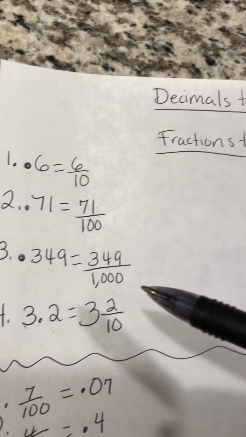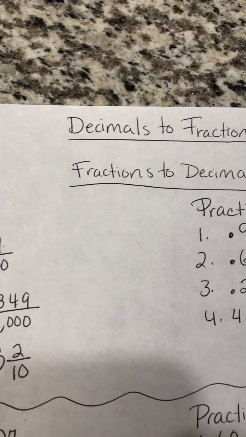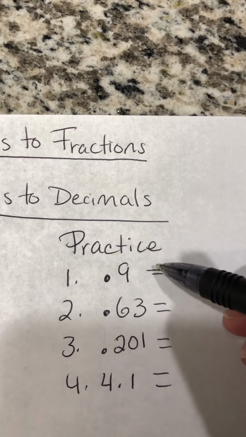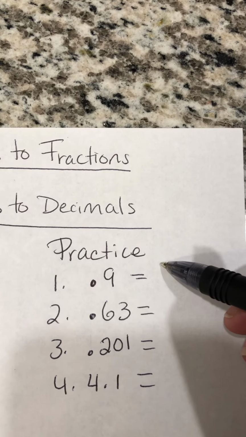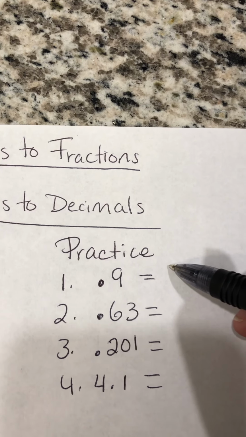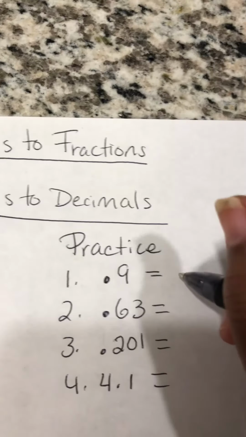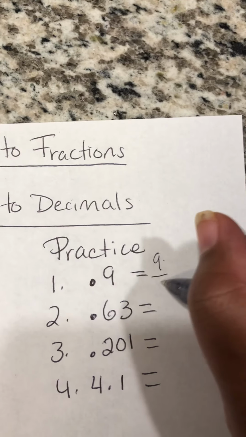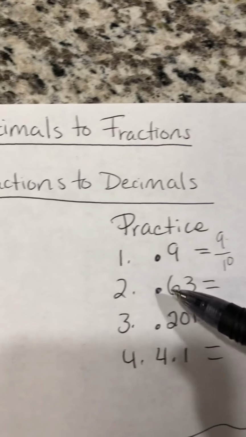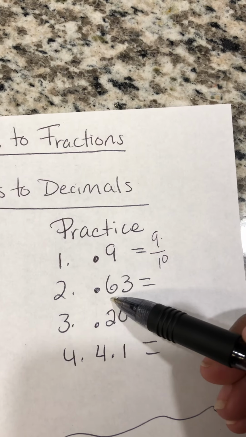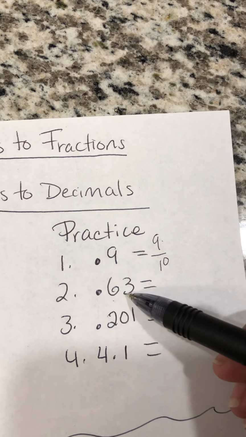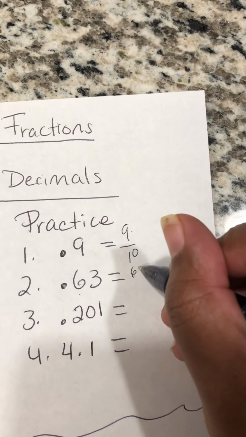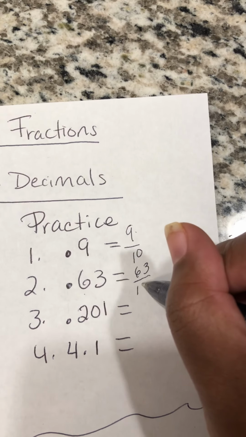All right, so let's practice. It really is as simple as it looks. Over here we have 9 tenths. Hopefully you're saying at home what you would write as a fraction, and the correct answer is 9 over 10. How do we say this decimal? 63 hundredths. So the correct way to write it as a fraction is 63 over 100.